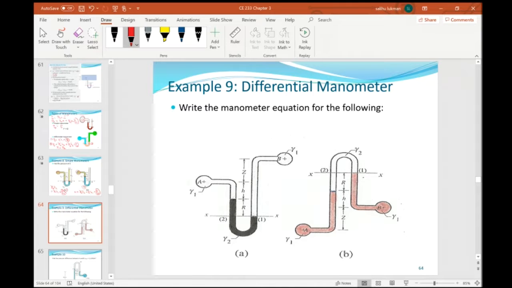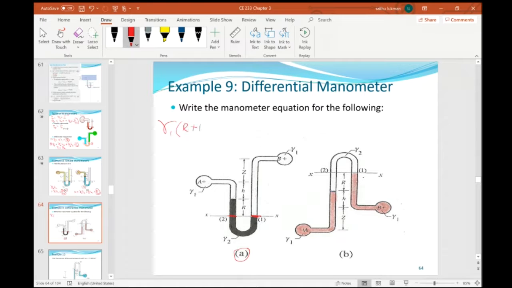Still on the differential manometer now. Okay, the previous one was a simple manometer. Now on differential manometer, write the manometer equation for the following. As we did before, you know, let's start with A, and we consider points 1 and 2. Okay, and generate equations and make them equal. Let's start with point 1. What is the manometer equation? I mean, what's the pressure acting here? It's simple. We add the height because it's going to be gamma B, or let me say gamma 1.